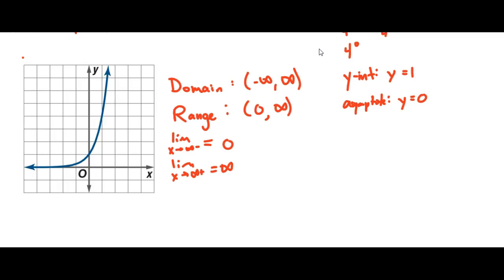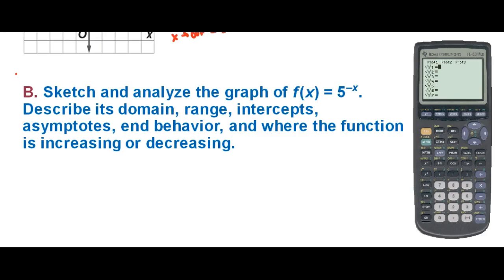And finally, concerning our increasing and decreasing intervals, it appears that the graph going from left to right is always increasing. So it would be increasing from negative infinity all the way to positive infinity.